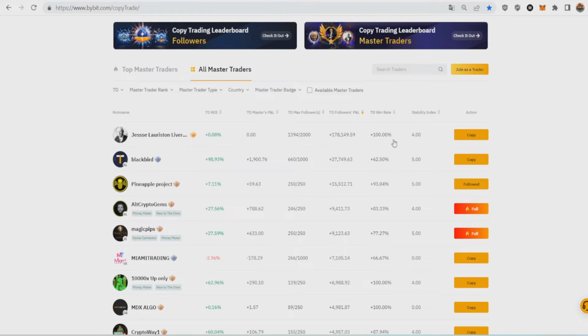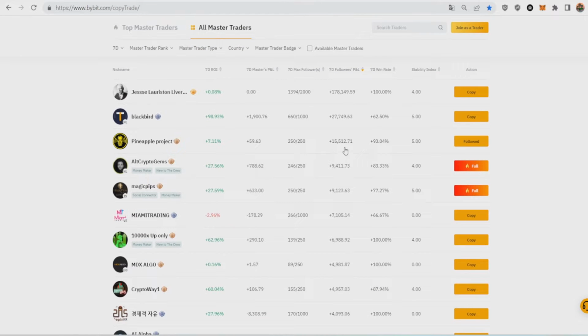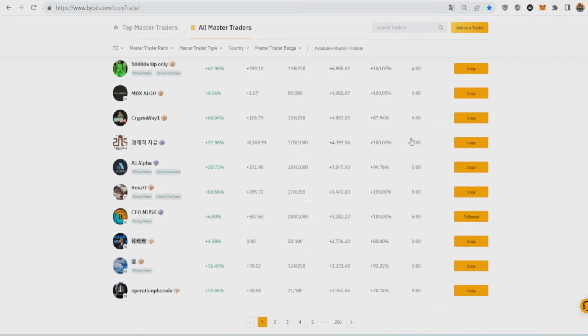So there's 3 main key indicators which you wanna check. 1, the 7-day followers profit must be positive. 2, the win rate must be very high. And 3, the stability index must be 4 or 5. So the higher the better. As you can see, one of the traders I'm following has $15,000 for his followers, 93% win rate, and stability index 5, which is really good, guys. The other guy even better, $3,000, 100% win rate, stability factor 5.